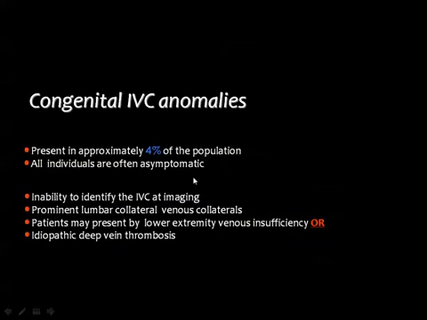Congenital anomalies of the IVC are rare, and in most cases they are not dramatic. In the imaging, you sometimes cannot see the IVC because of interruption and the azygos continuation. You may see prominence of the collateral veins, especially around the lumbar spine, and patients may present with lower extremity deficiency or signs of deep vein thrombosis.